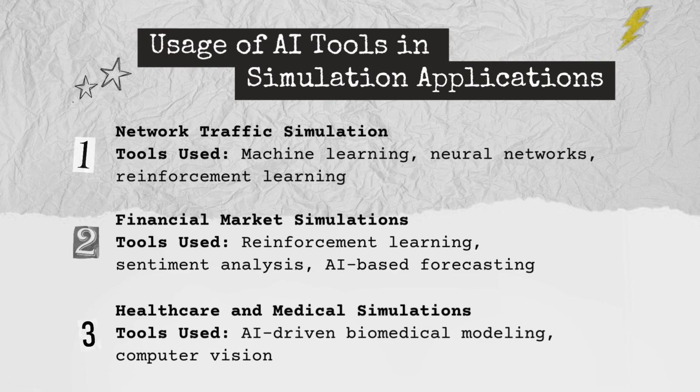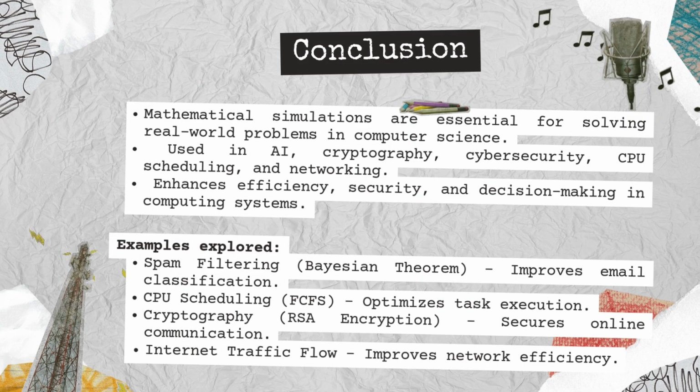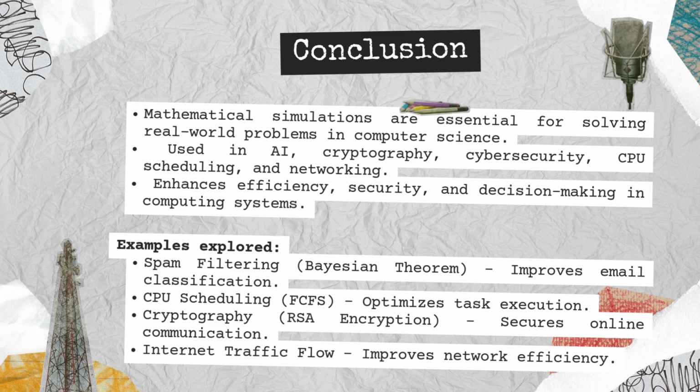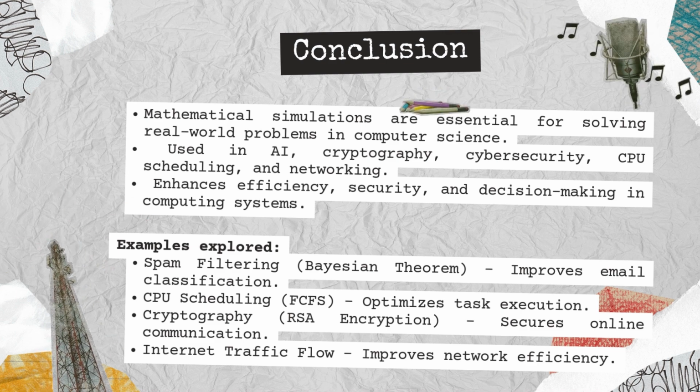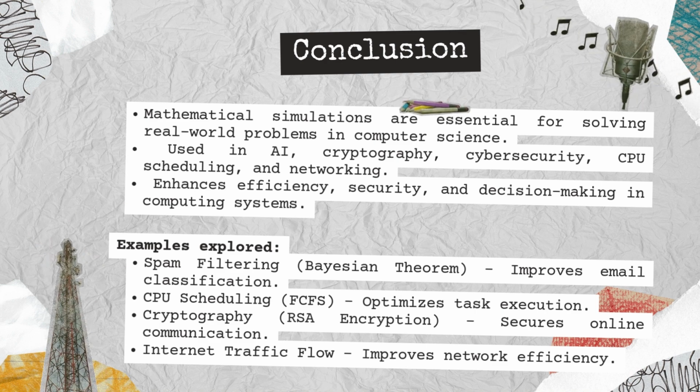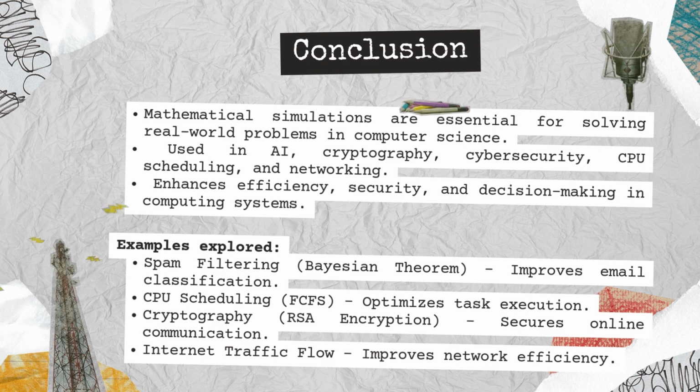How AI tools are used in simulation applications. 1. Network traffic simulation, internet and 5G optimization. AI predicts packet congestion and optimizes routing in large networks. Tools use machine learning, neural networks, and reinforcement learning. 2. Autonomous vehicle and traffic flow simulation. AI simulates real-world driving conditions, predicting pedestrian movements and road hazards. Tools used: deep learning, sensor-based AI models, and reinforcement learning.